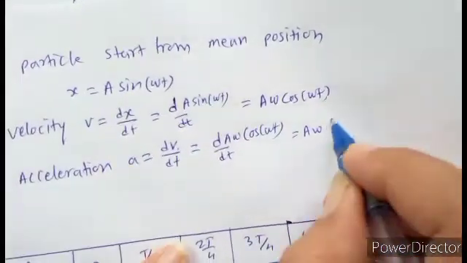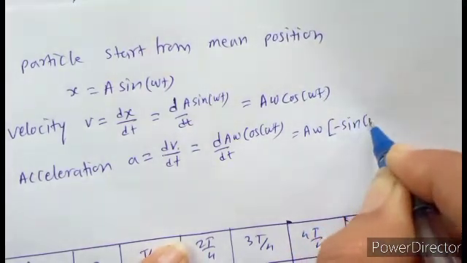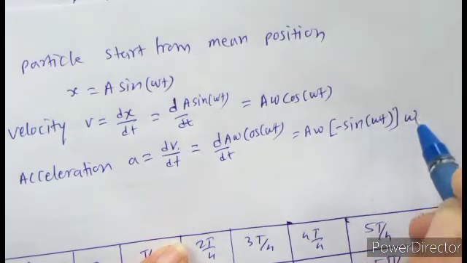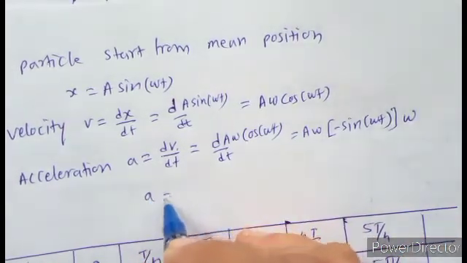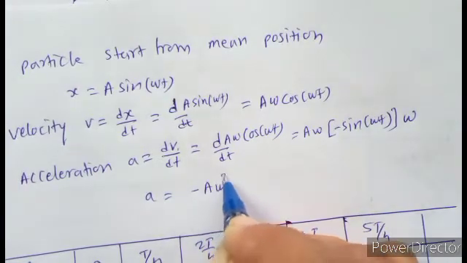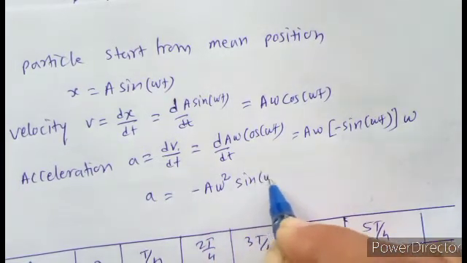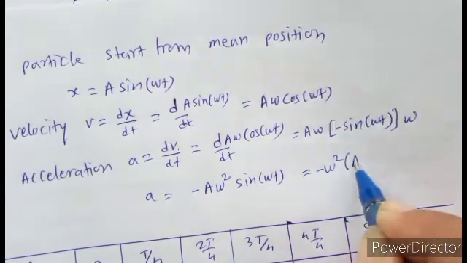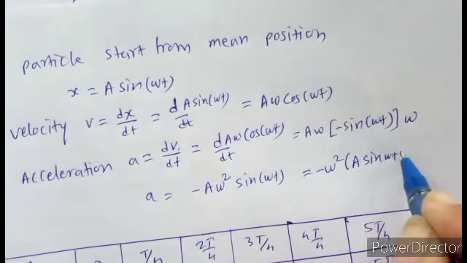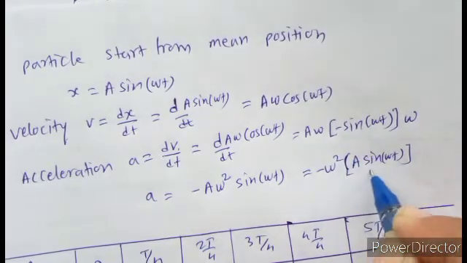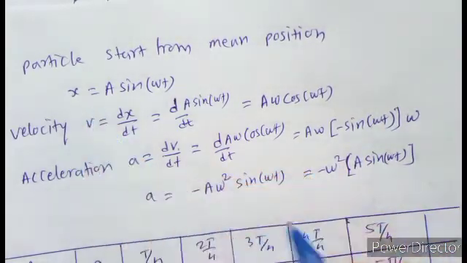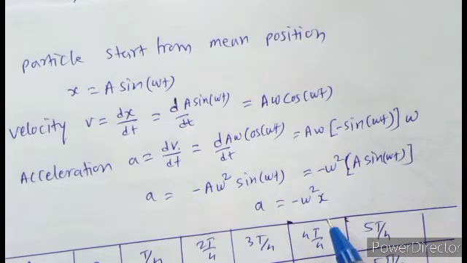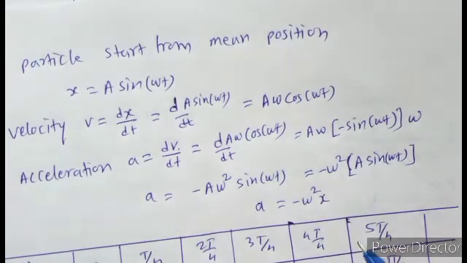The derivative of cos is minus sin, so minus sin omega t, and again the derivative of omega t is omega. Therefore, acceleration is equal to minus A omega square sin omega t, or you may take minus omega square as common, inside the bracket A sin omega t, and this A sin omega t is equal to x, so a is equal to minus omega square into x. This is the formula for acceleration.